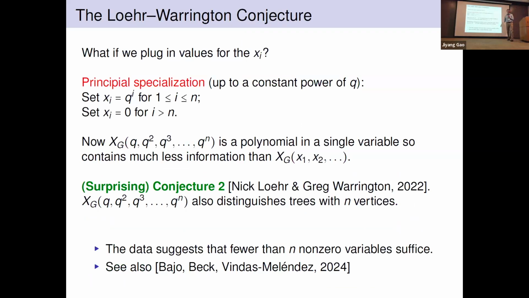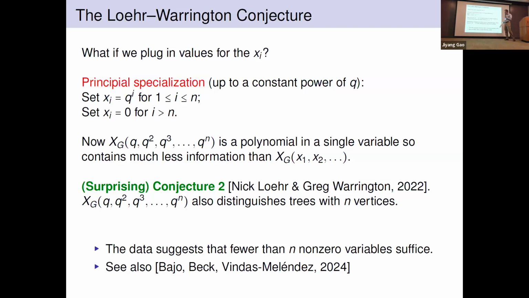So what if we plug in values for the x_i? We have this infinite set of variables. What if we plug in values as follows? This is the principal specialization, which also appears in EC2 quite a bit. So we set x_i equal to q to the power of i for some parameter q, and then we set all the other x_i to 0. Okay, so now instead of having a symmetric function in an infinite number of variables, we just have a polynomial in q. And their conjecture is that that is enough to distinguish trees.